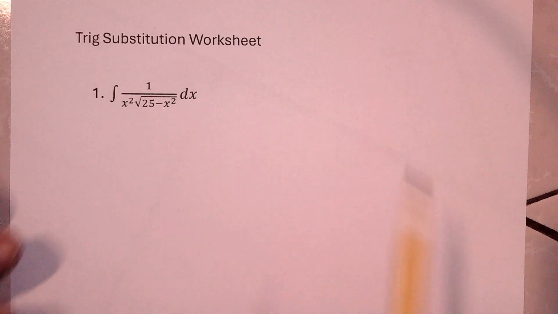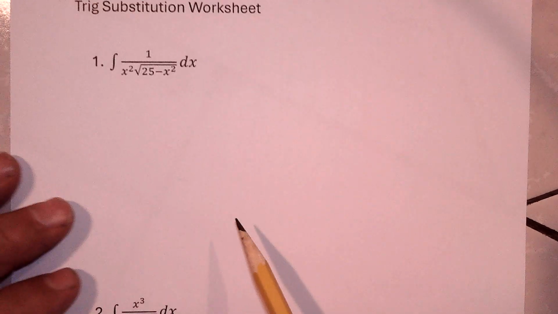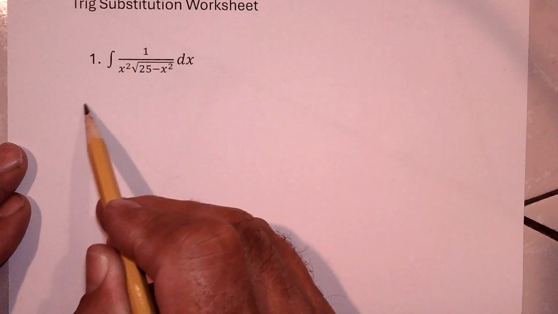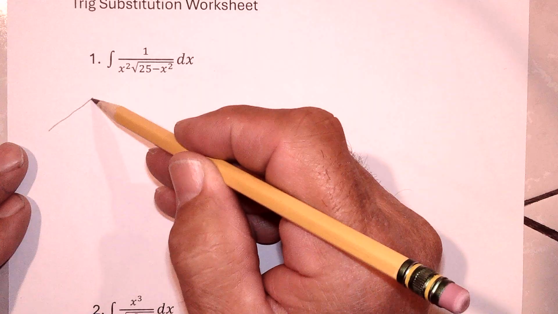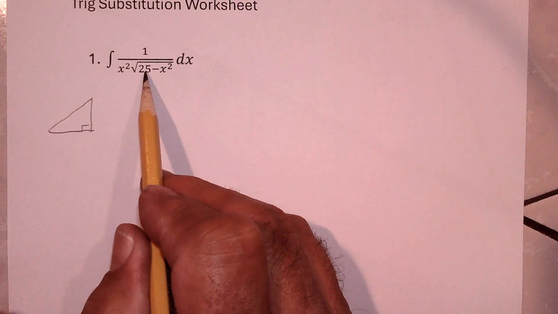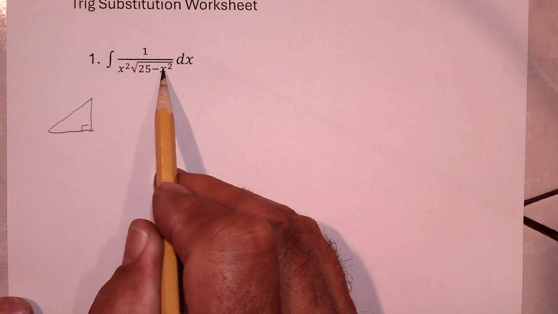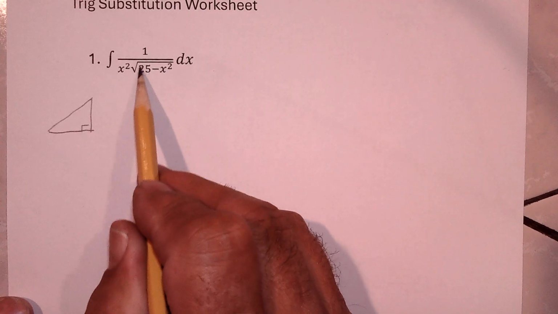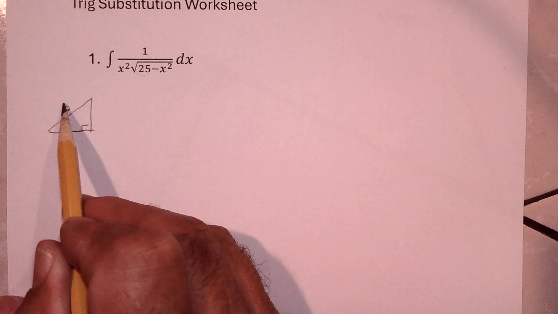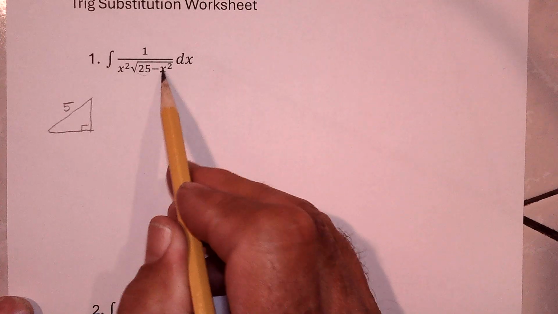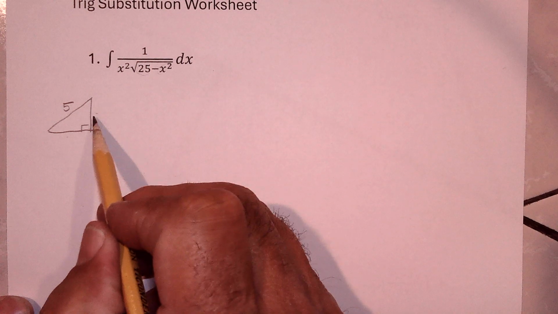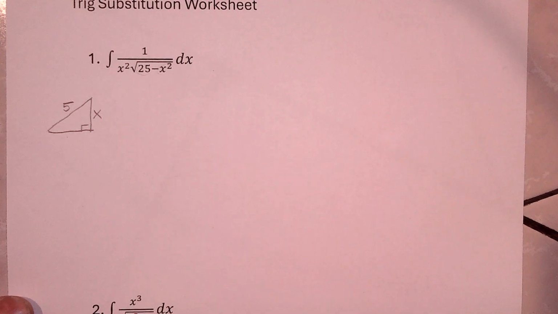Okay, let's do this Trig Sub worksheet. We'll start with this one. So I'm going to make a right triangle, and it's 25 minus x squared, so the square root of the 25 goes on the hypotenuse, and then the square root of the x squared can go on either side here. I'm going to put it here.